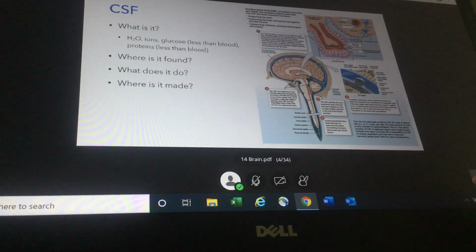So CSF is not a permanent fluid. It's not a standalone permanent fluid. It's made from the blood, it returns to the blood, and it only really takes a few hours for it to make a kind of a complete slow-mo circulation around the brain and spinal cord.